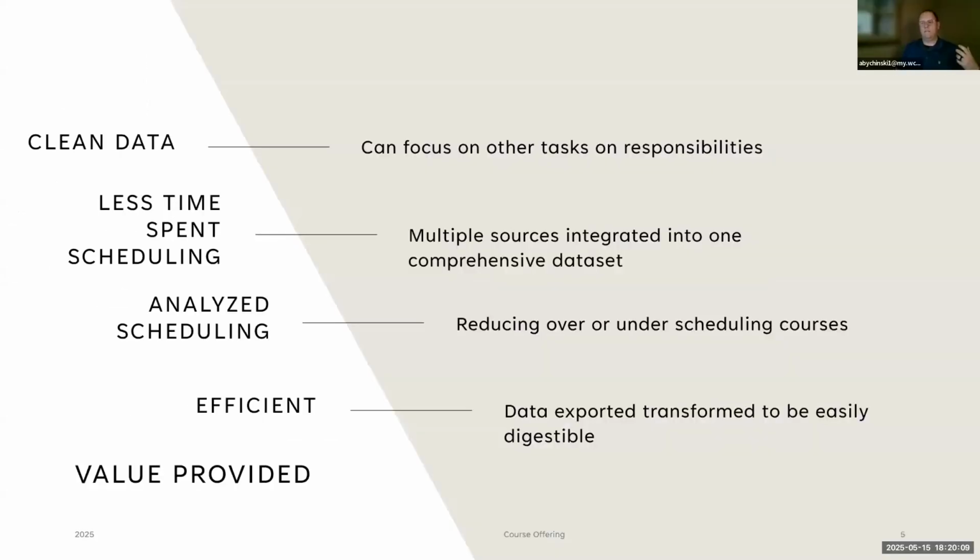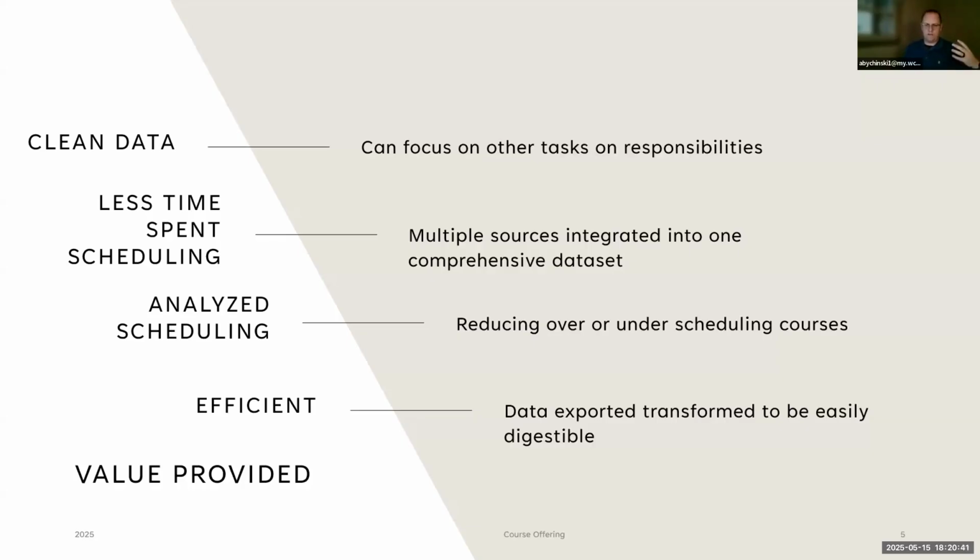So then when we have our final product, what value does it provide? First thing is it's clean data. We transform all that messy data so that it's easily digestible in the new tool that we are providing. So that would mean less time spent scheduling. We'll be able to get the real-time data in one place and make quicker decisions instead of going back and forth between all the different spreadsheets.